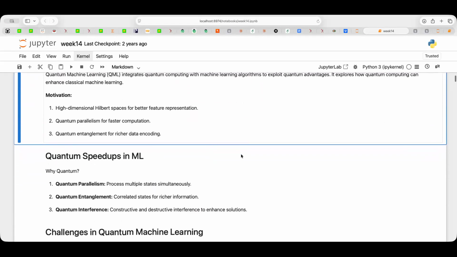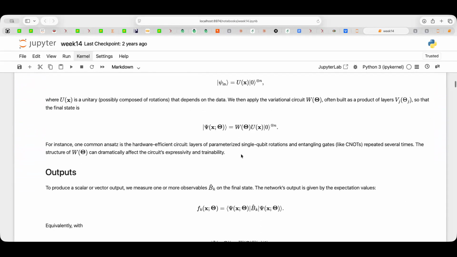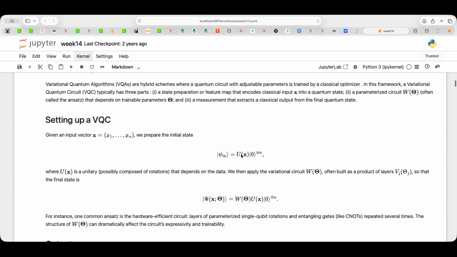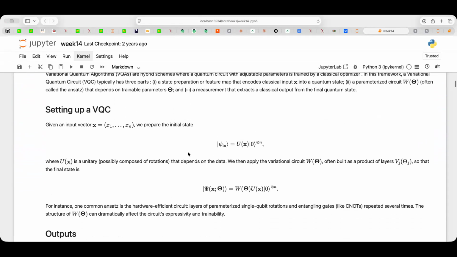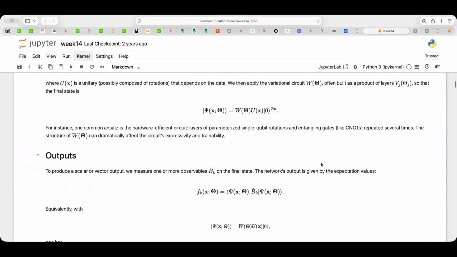So if we just scroll down a little bit, because you will find a little bit of a repeat of the machinery which we found. As I said, when we are setting up a variational quantum circuit, there's going to be one part, which is a unitary, which can be composed of rotations that depends on the input data. And then you have the variational circuit, which is this W, which is often built as a product of layers of different quantum rotations and CNOT gates, etc.